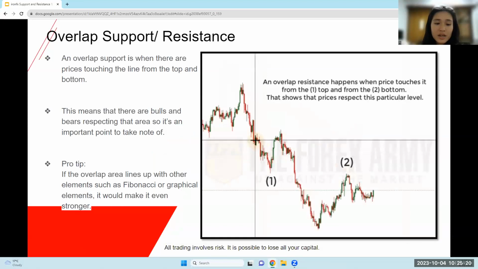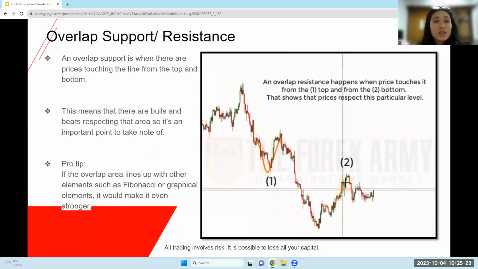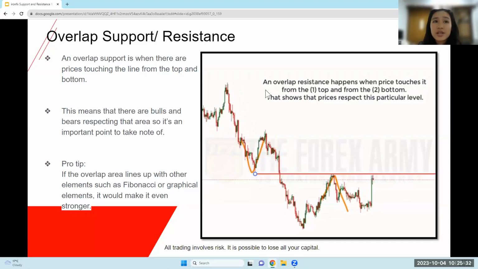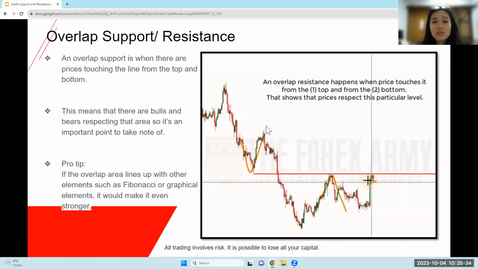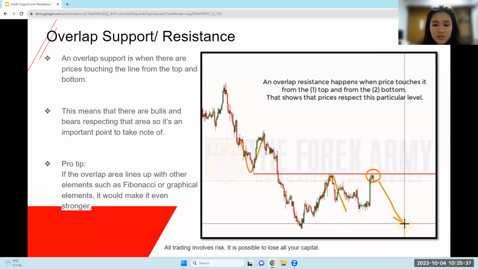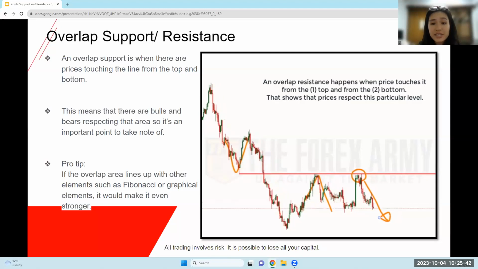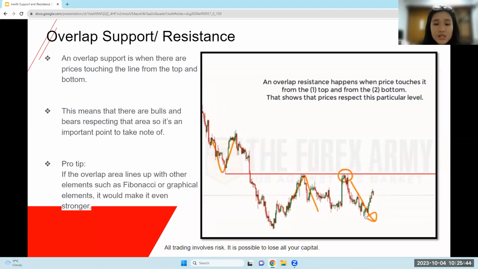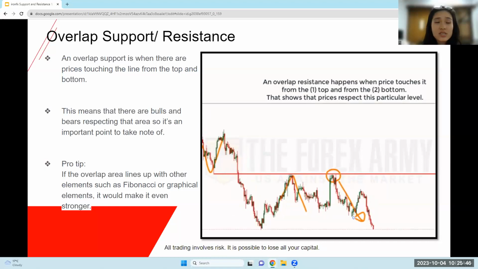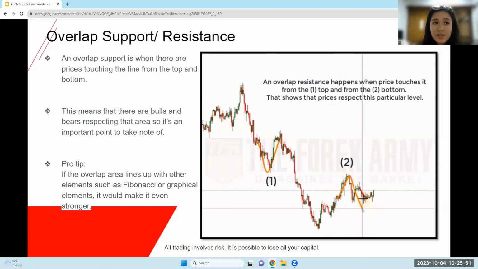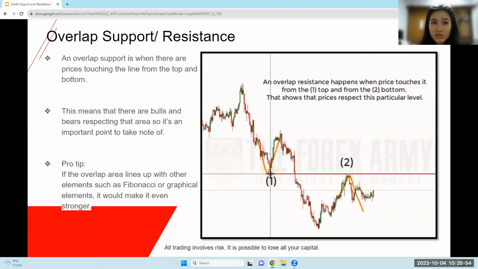Next we have the overlap support and resistance. An overlap support occurs when prices touch the line from the top and from the bottom. The more times that it reacts off of that area, the stronger the level is. The reason for this is that there are bulls and bears respecting that area, and therefore it's an important point to take note of.